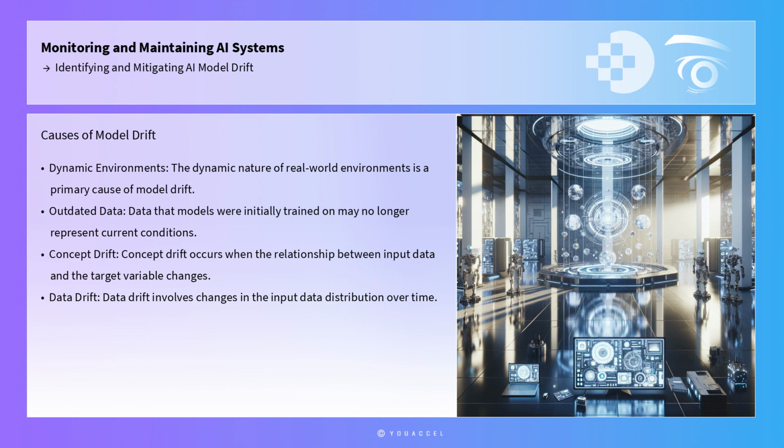One of the primary causes of model drift is the dynamic nature of real-world environments. As time progresses, the data that models were initially trained on may no longer represent current conditions. For instance, a recommendation system trained on past consumer behavior may become less effective as new trends emerge. Model drift can manifest in several forms, including concept drift, where the relationship between input data and the target variable changes, and data drift, where the input data distribution itself changes over time.